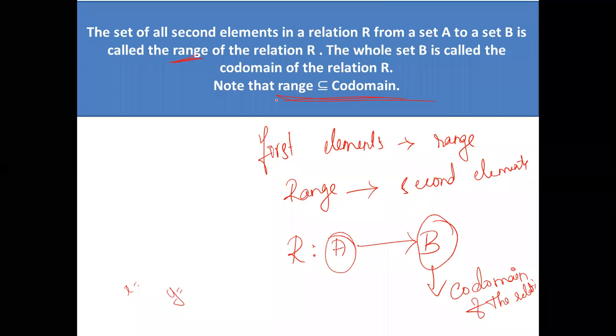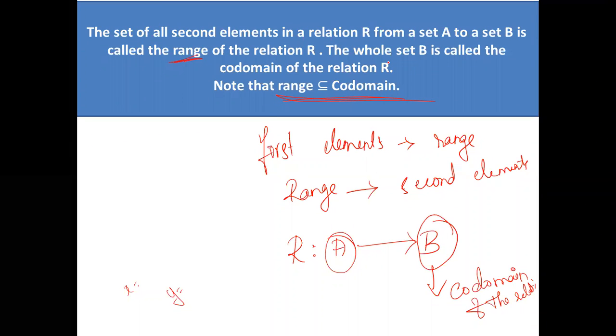So what have you studied? The set of all first elements in the relation is called the domain. The set of all second elements is called the range, and the whole set B, the set the function reaches, is called the codomain. So three words you have studied: domain, range and codomain. And range is a subset of codomain.